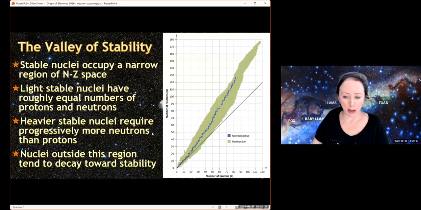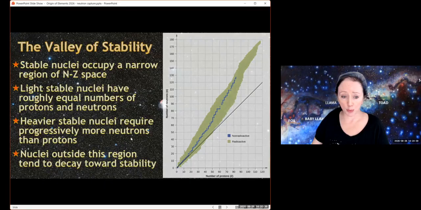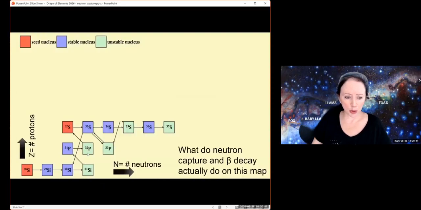Now let's look at a map of real isotopes. It looks a little complicated, but we're going to build up to it. On the vertical axis on this one, we have the number of protons, and on the horizontal axis, we have the number of neutrons. Moving up takes us to a different element. Moving to the right takes us to a different isotope. Let's start with neutron capture.